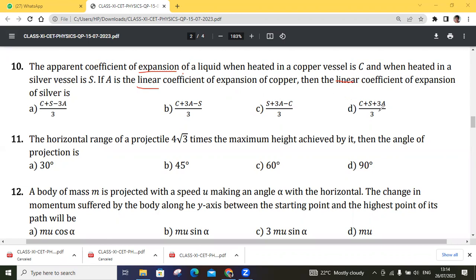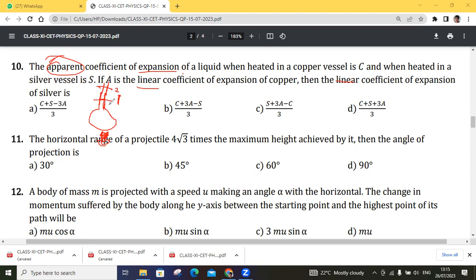So what is this apparent? This concept has not been taught, right? So if you think, you may get it, but I will explain. Suppose water is there in this container, a vessel. So now suppose the water is still here, and this is a vessel. When you heat it, what will happen? This is the initial level of the water, suppose 1. Suppose you heated it and it went from here to here, 1 to 2.